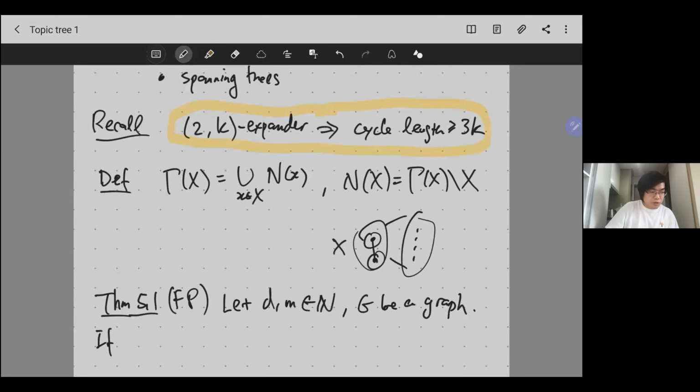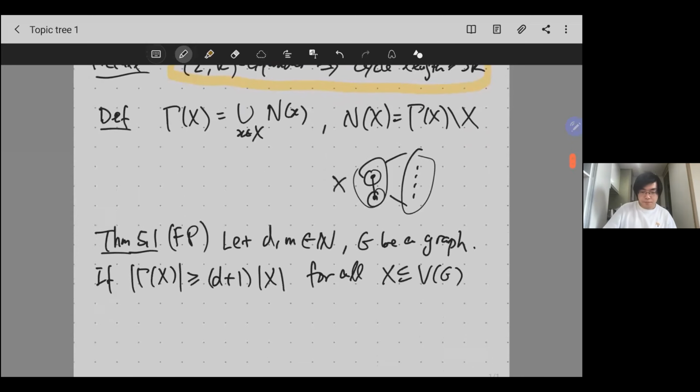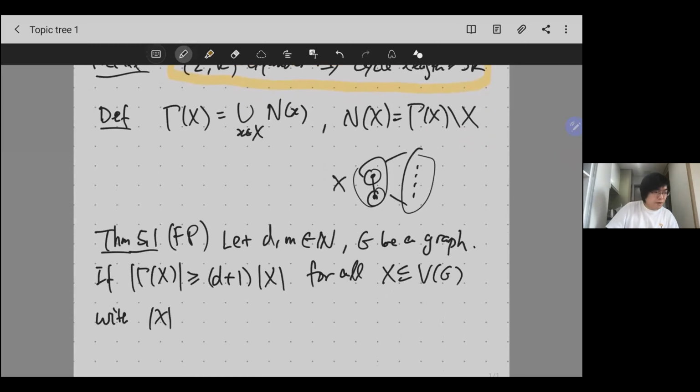If we have the expansion that the neighborhood of x expands by a factor of d plus 1 times x, okay? So instead of expansion factor 2, now we require expansion factor d plus 1 for all small sets up to size 2m, okay? Then what's the consequence?